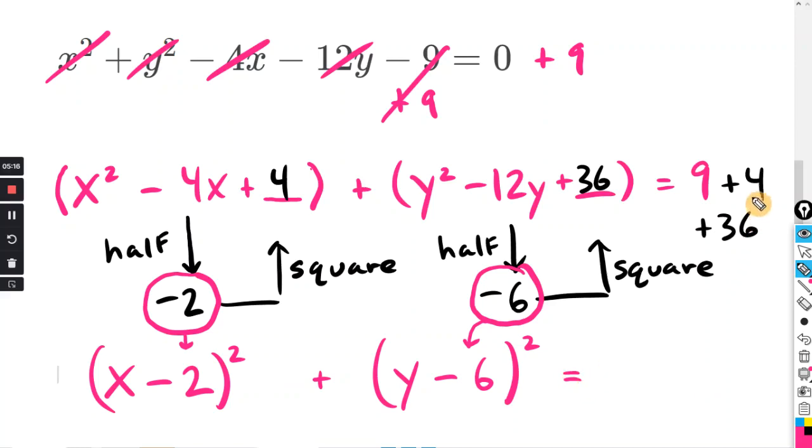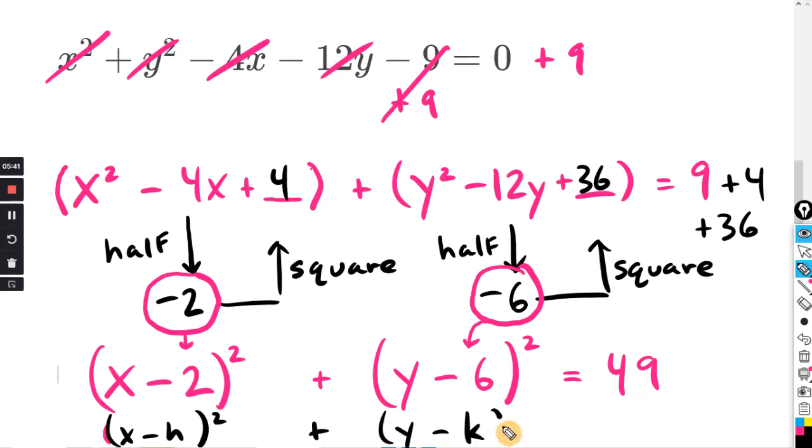And then finally, 4 plus 36 is 40, plus 9 is 49. All right, so that is our final equation. Now, like I said, the formula in standard form is actually (x - h) squared plus (y - k) squared equals r squared.